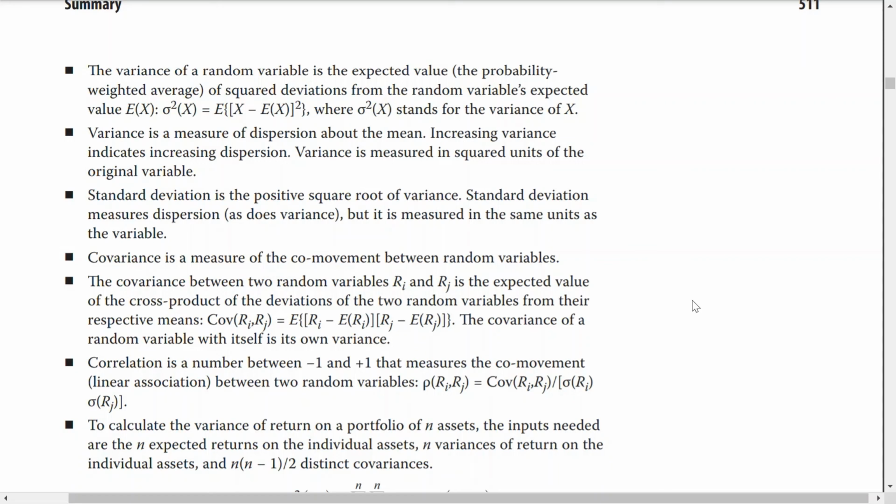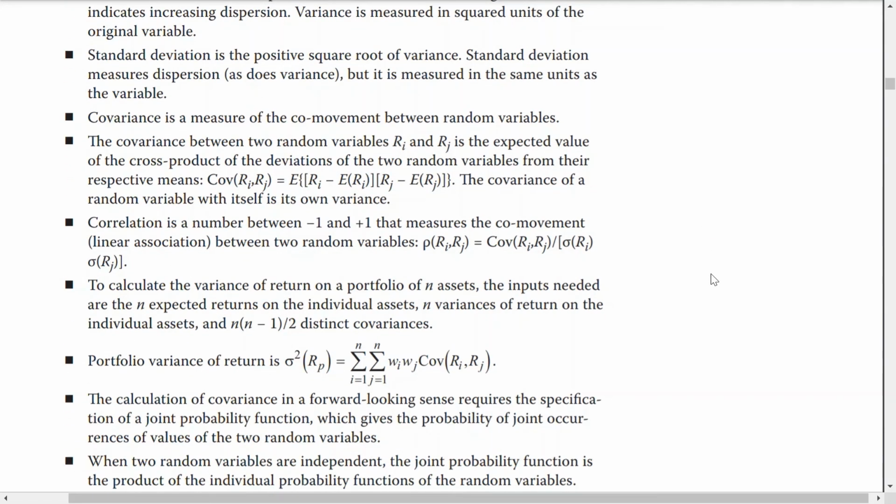The variance of a random variable is the expected value of the squared deviations, a probability-weighted average. The variance of X is equal to this, where sigma squared of X stands for the variance of X. Now, variance and standard deviation. So remember, standard deviation squared is equal to variance.